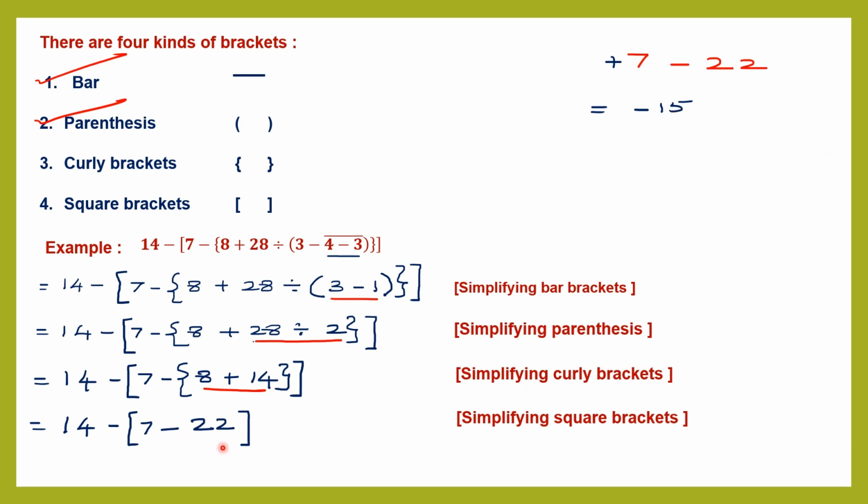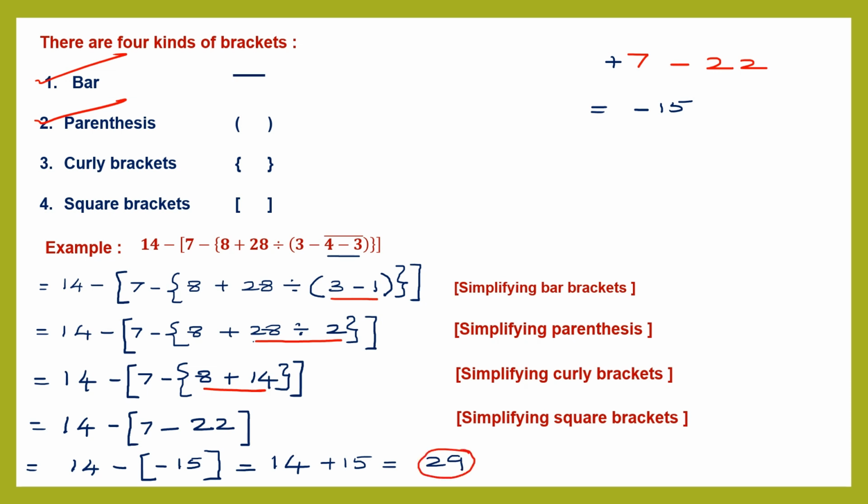So when we simplify brackets, inside the bracket we get negative 15. So let's write that. That is 14 minus, inside the bracket we have negative 15. I have left the bracket because the number is negative. We still have to change it. So now after simplifying square brackets we get 14. Now let's be careful. We have a minus sign before the bracket, so plus 15. 14 plus 15 is 29. So this is our final answer.